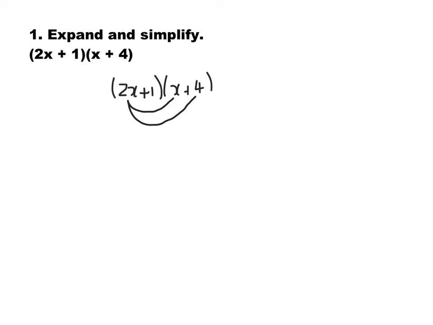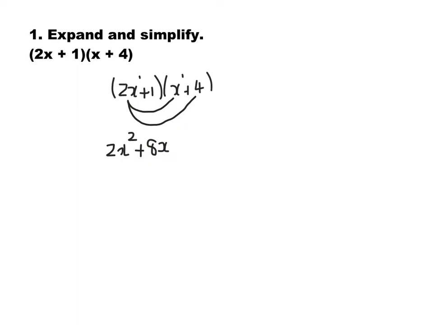So 2x times x gives me 2x squared, because x times x, they have the same base, so you add exponents. The exponent of the first one is 1, the exponent of the second one is 1, you add them, 1 plus 1 is 2. Now you multiply 2x by 4. 2x times 4 gives me 8x.